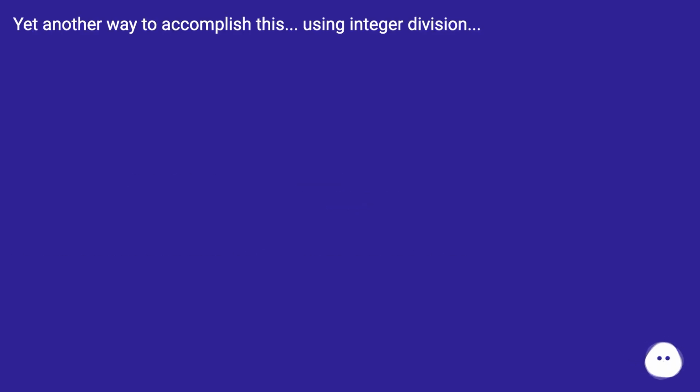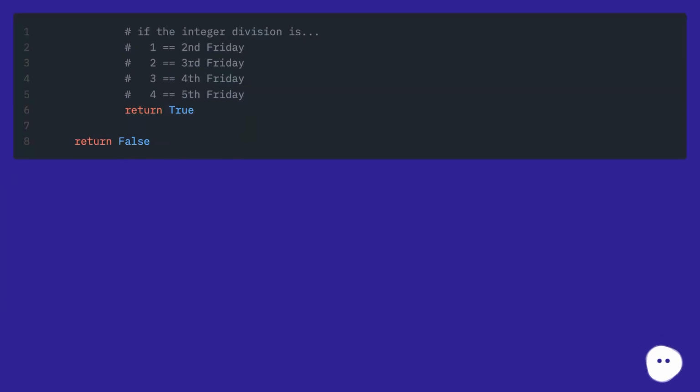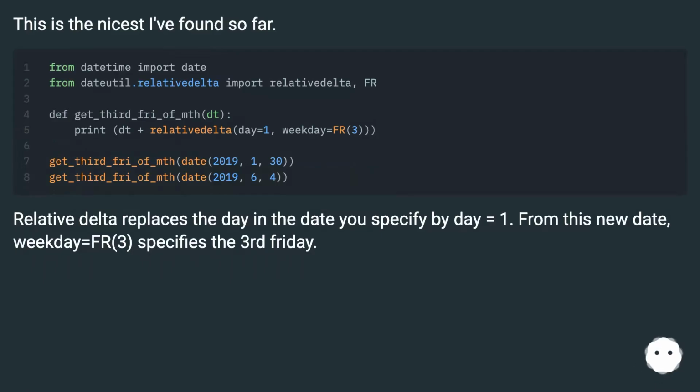Yet another way to accomplish this, using integer division. This is the nicest I've found so far. Relativedelta replaces the day in the date you specify by day equal to 1. From this new date, weekday equal to FR, 3 specifies the third Friday.